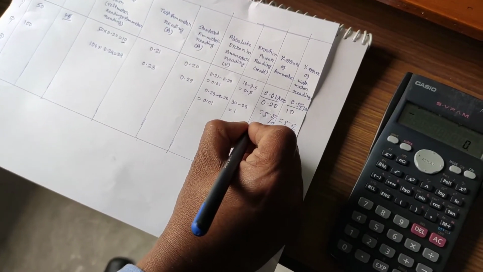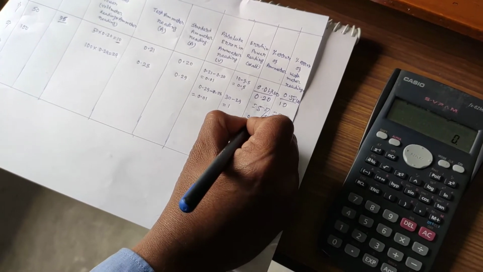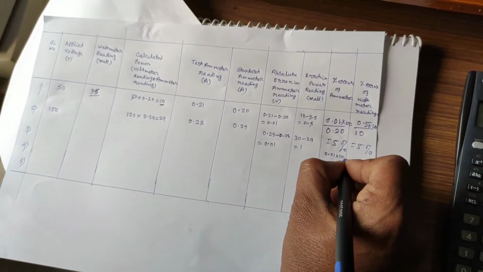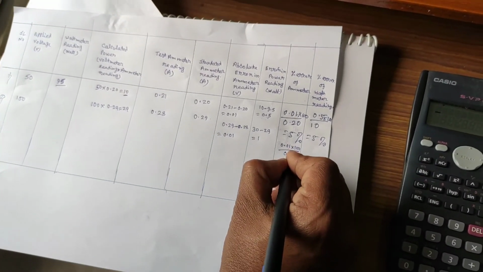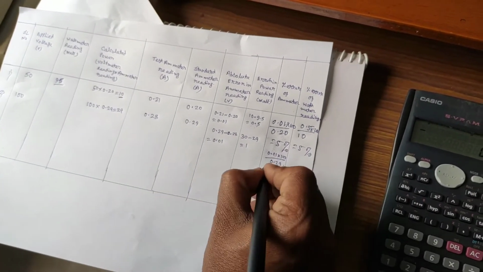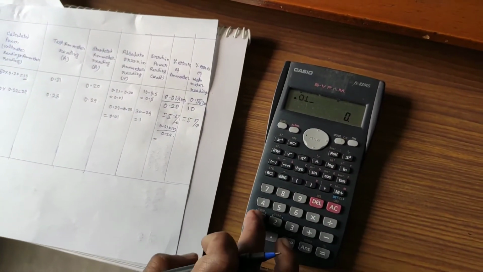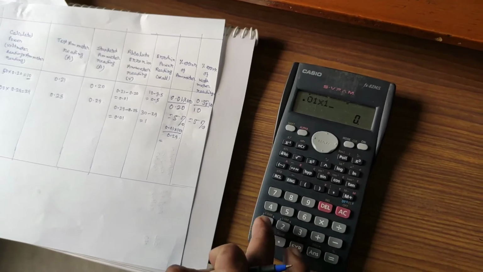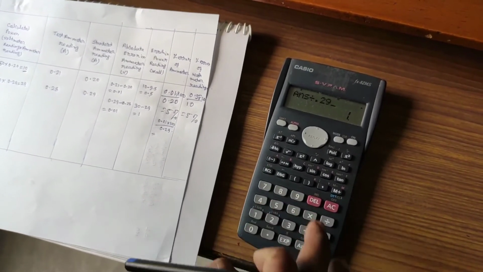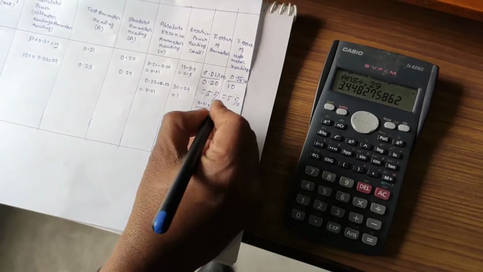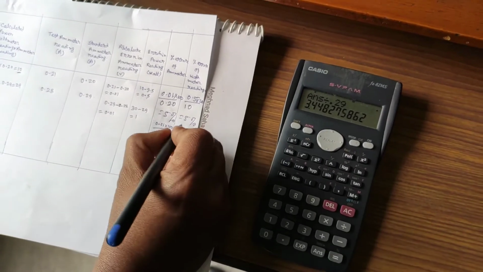So the percentage will be 0.01 by 0.29 into 100. So that means 0.01 into 100 by 0.29, that will give me 3.44. This is the percentage error.